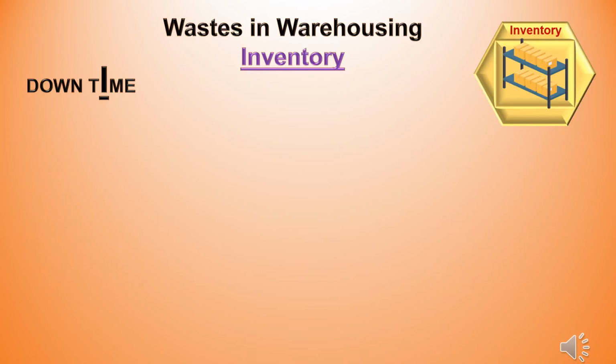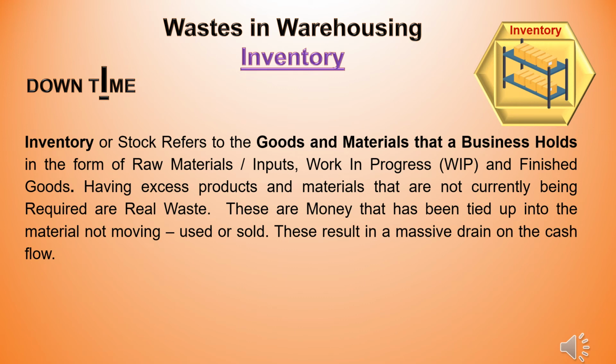Wastes in warehousing. The sixth waste in downtime, that is inventory. Inventory or stock refers to the goods and materials that a business holds in the form of raw materials, inputs, work in progress (WIP), and finished goods. Having excess products and materials that are not currently being required are real waste. These are money that has been tied up in the material not moving, used or sold. These result in a massive drain on the cash flow.